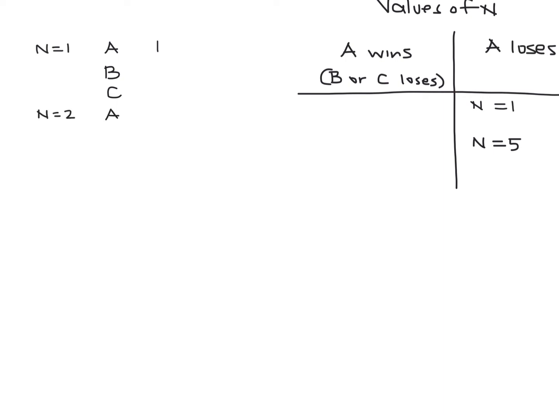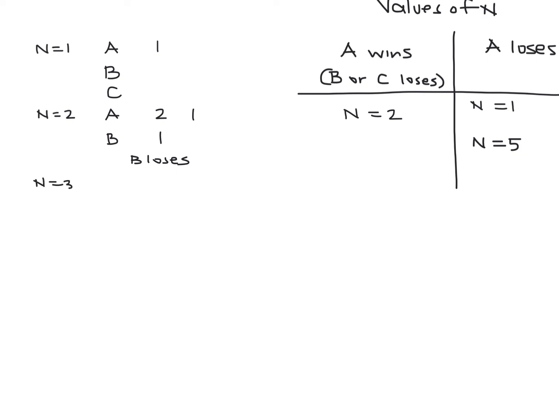When Alphonse starts off with 2, if he removes 2, that's going to end up with 0, so that's invalid. So he's only able to remove 1. If he removes 1, that means Beryl ends up with 1. Since Beryl ends up with 1, she loses. So B loses, and if B loses, A wins. So n equals 2 is in this column. It's a value of n for which A wins. Okay. So far, hopefully, it's not too bad.